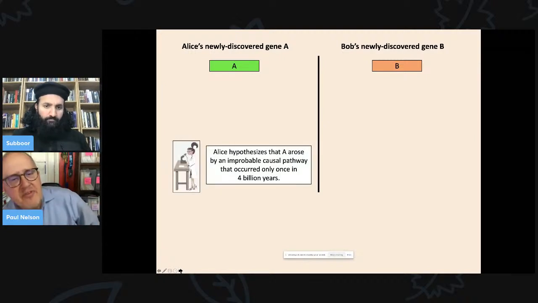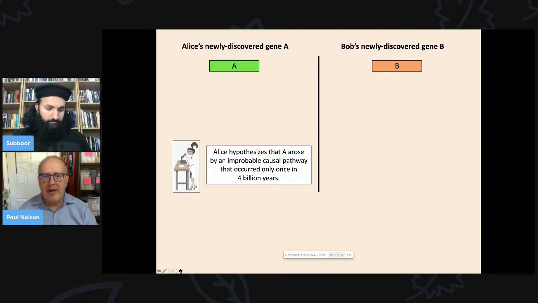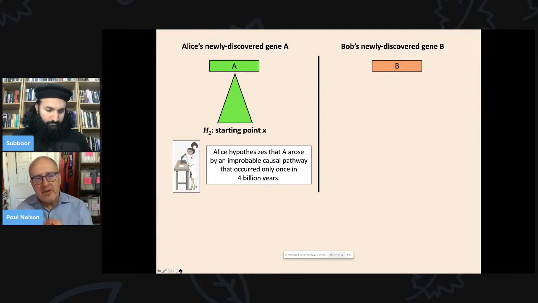So Alice hypothesizes that A arose by an improbable causal pathway that occurred once in 4 billion years. So let's call that H1 from starting point X. Now, the reason for the triangle shape in this cartoon is I want you to think of A just exquisitely balancing on the point of that triangle. So this is just a schematic way of representing an improbable pathway. A lot of things have to go right for A to have arisen, and A is just balanced there on its pathway, exquisitely balanced.